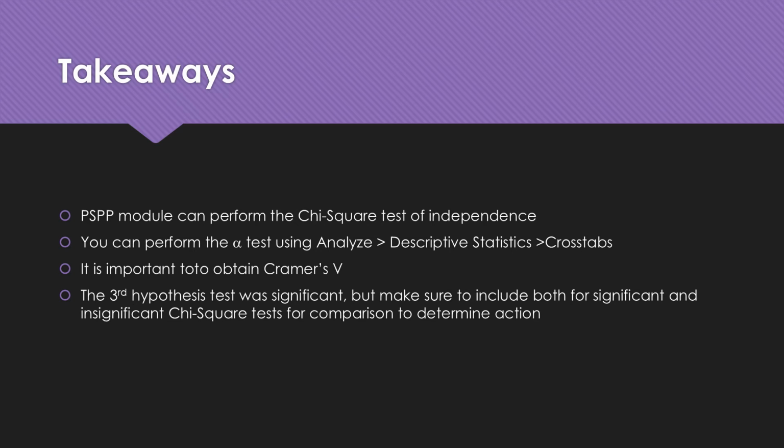The takeaways that we have: the first one is that the PSPP model can perform the chi-square test of independence. This is the first and foremost takeaway because it validates the testing mechanism. Next, the process of performing the test is through using analyze, descriptive statistics, and crosstabs within the module for PSPP.